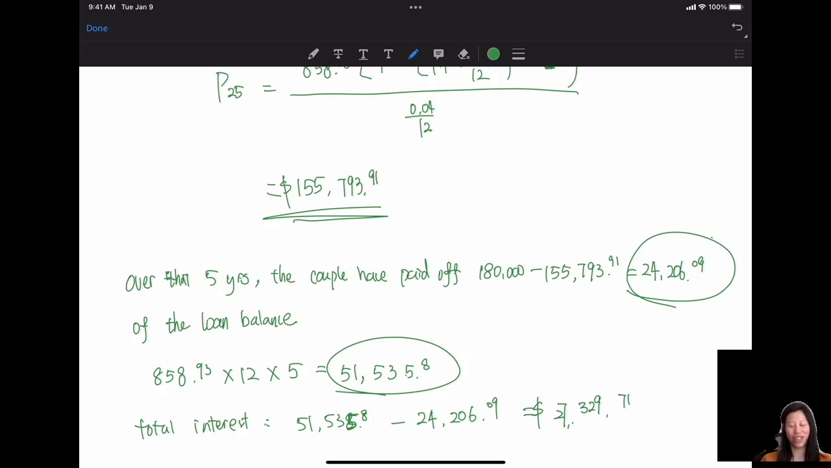Ooh, that's really hurtful. I will be sad because I pay more interest than the balance. But yeah, this is really useful. So let me know if you have any other questions. That's it for today.